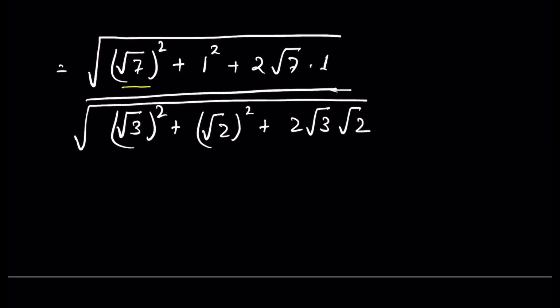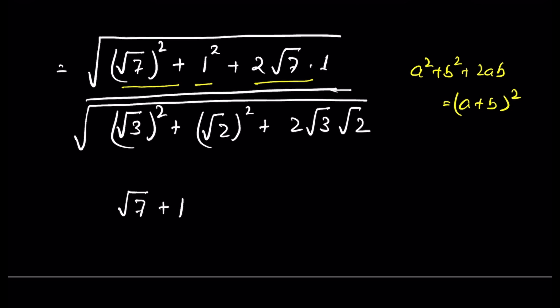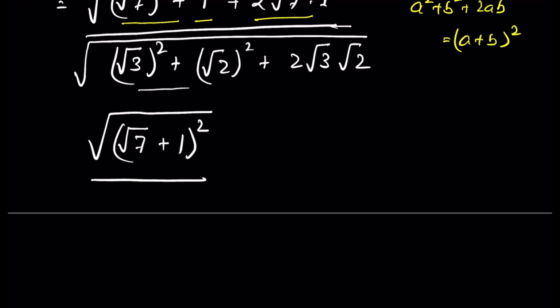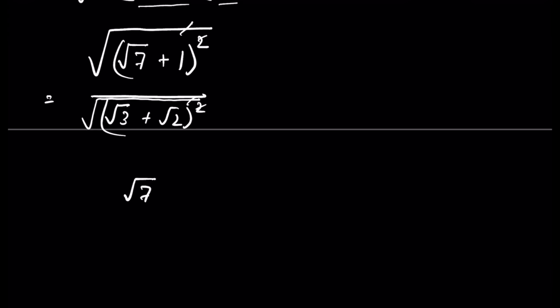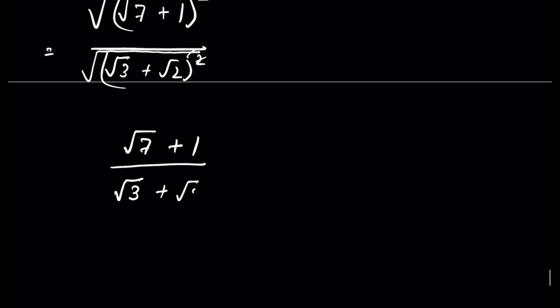Now this is in the form of a square plus b square plus 2ab, and this is equal to (a plus b) whole square. So we can write it as square root of (square root of 7 plus 1) whole square under square root, upon, this is also in the form of a square plus b square plus 2ab, so it will be square root of (square root of 3 plus square root of 2) whole square under square root. Now we can remove the square root with this square, so it is equal to square root of 7 plus 1 upon square root of 3 plus square root of 2.